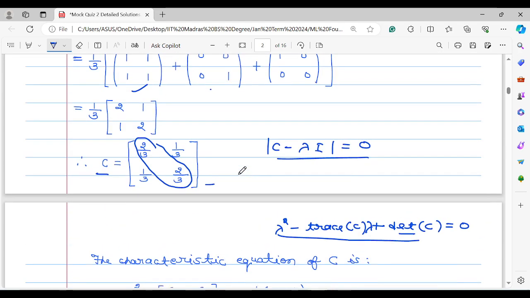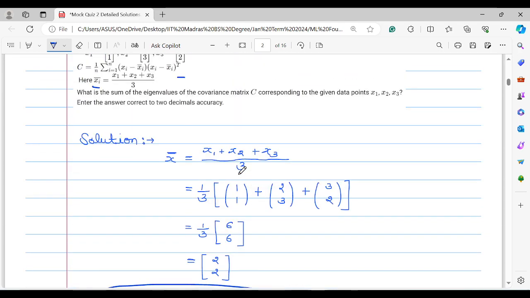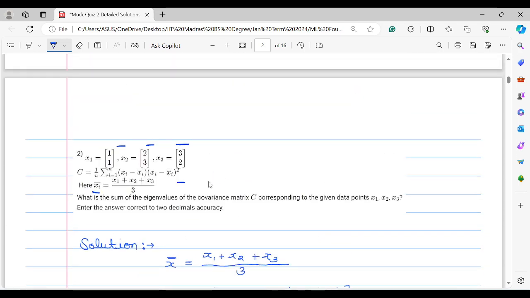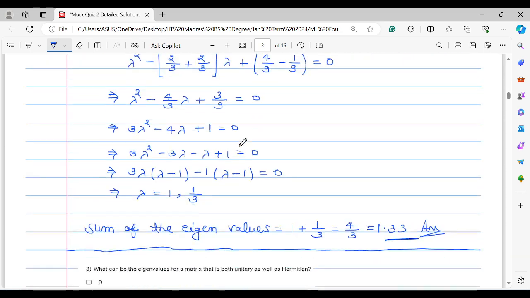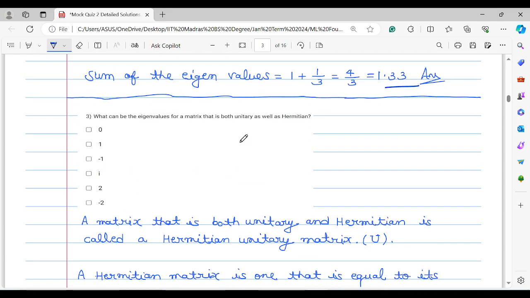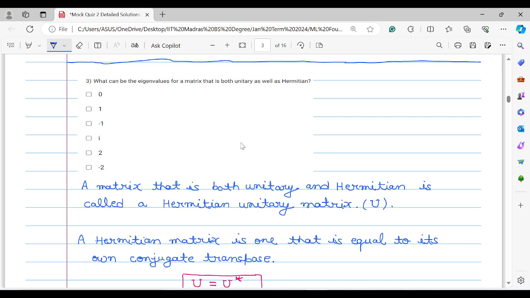Okay, we have been asked to find the value of the sum of eigenvalues, right? So the sum of eigenvalues is 1 plus 1 by 3, which is 1.33. Okay, so going for the next problem, problem number 3.